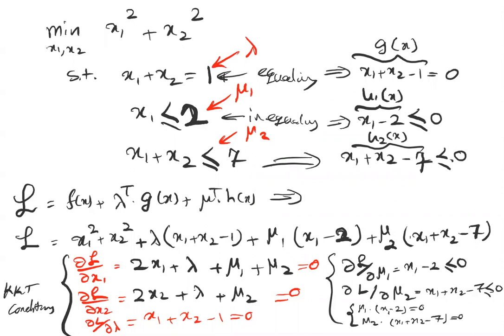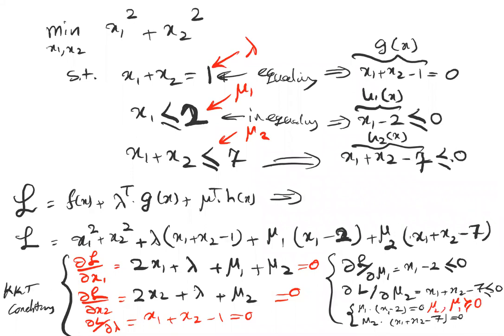We also know that our mu's are greater than or equal to 0. So mu's, mu1 and mu2 are greater than or equal to 0.